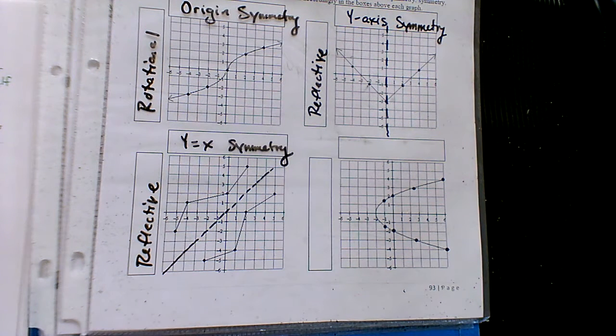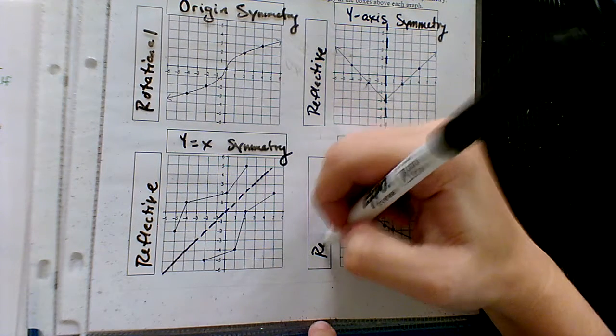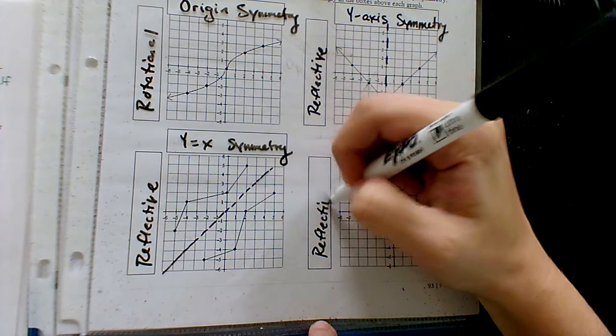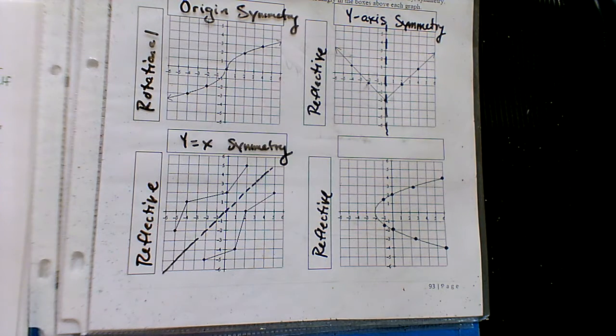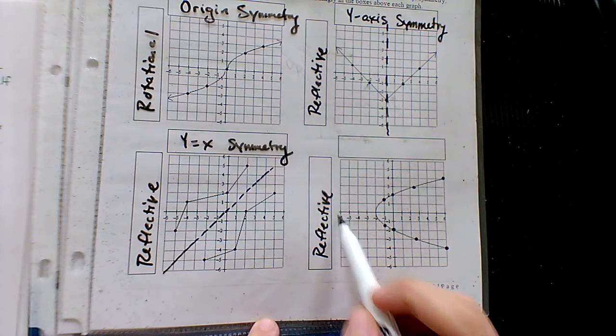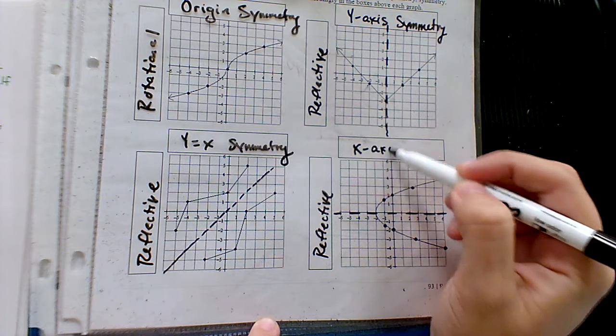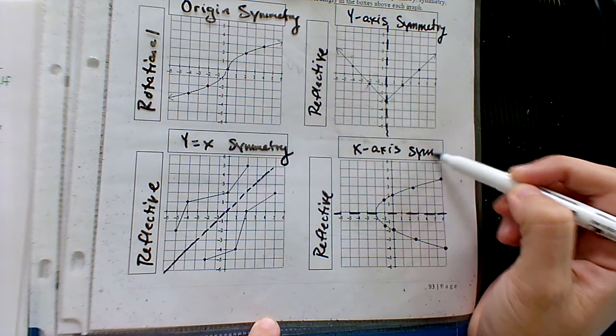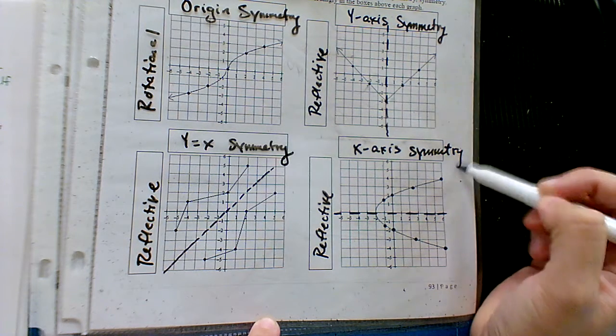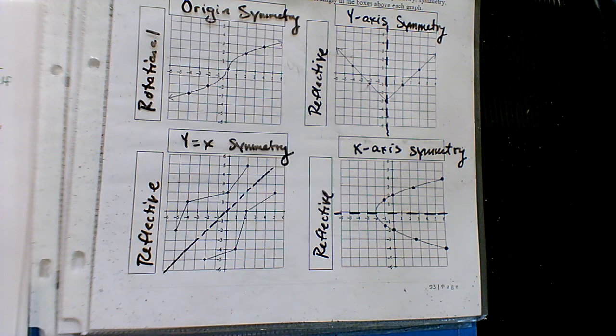What about our last one? Can we fold it somehow or rotate it? Good, Alex? Reflective. Okay, so where's that line? Like this, like where it flips. Mm-hmm. That would be the x-axis. The x-axis. Okay, so x-axis symmetry. A little side note about this x-axis symmetry idea.